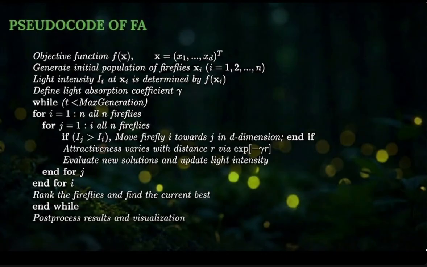i moves towards j. The movement is again controlled by attractiveness, which decays with distance r via an exponential term that we have here. And after movement, new solutions are evaluated. The light intensity is updated. Finally, the fireflies are ranked, and we find the best solution before the next generation.